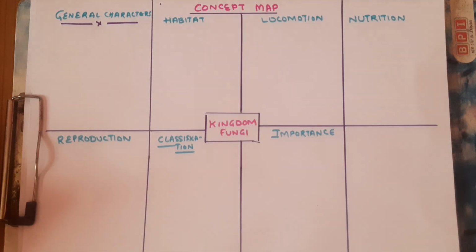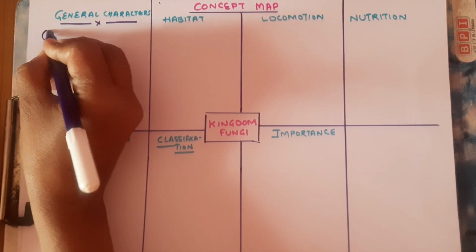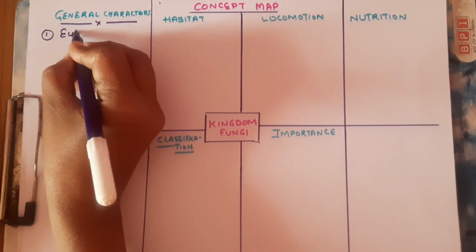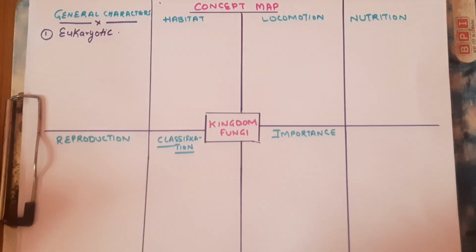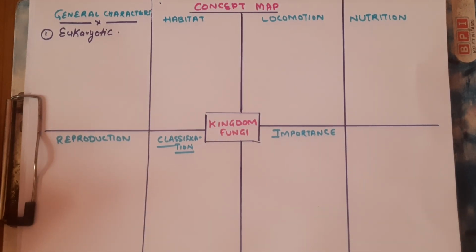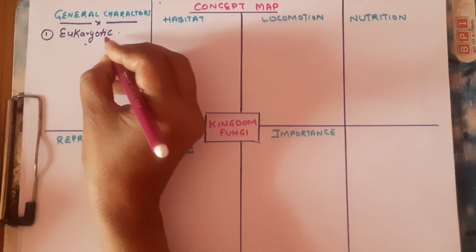The first characteristic of the fungi is that they are eukaryotic. So students, what does eukaryote mean? They have membrane-bound organelles, including the nucleus and the mitochondria. The example is yeast.